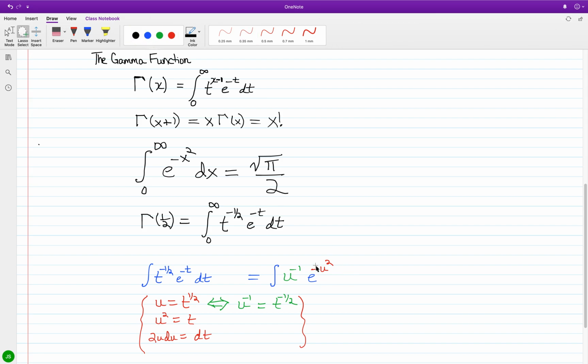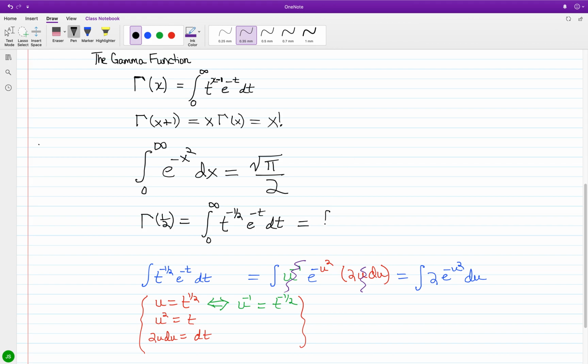And just do a little bit of color coding here. And for dt, I have 2u du. And as for what we have in the substitution variable u, we have the multiplicative inverse of u times u. Those will cancel each other out. And in following through, now I have the integral of 2 times e to the negative u squared du.